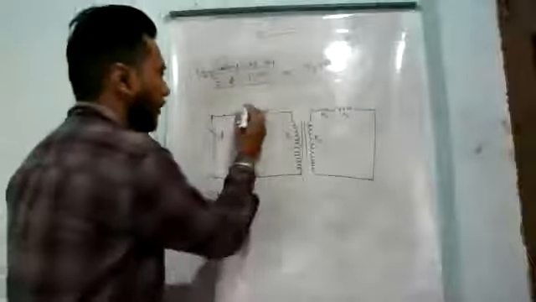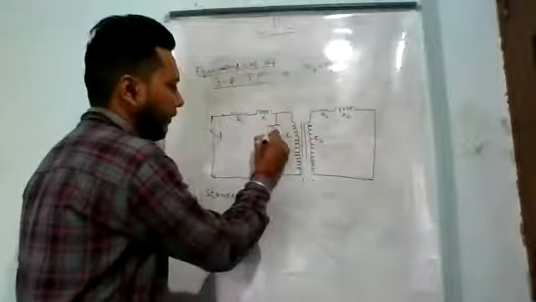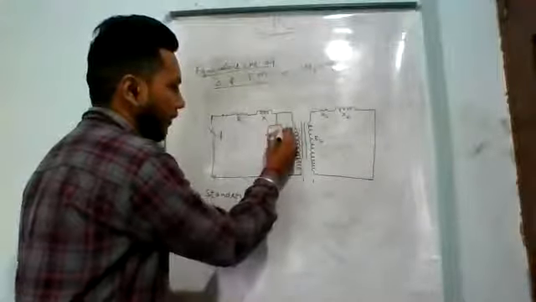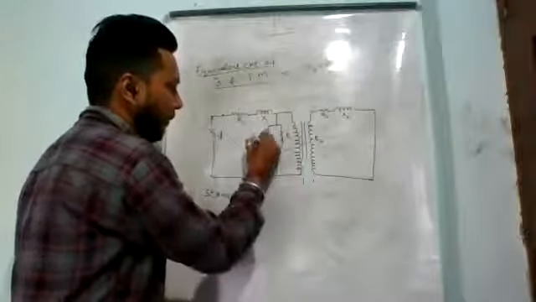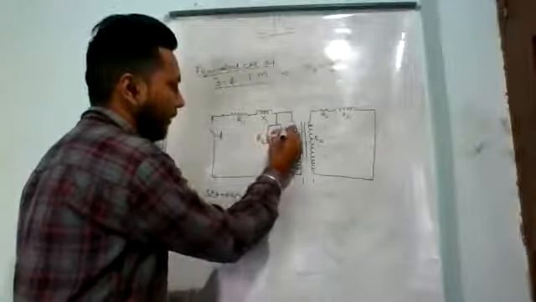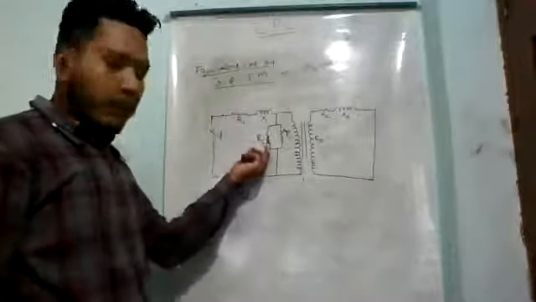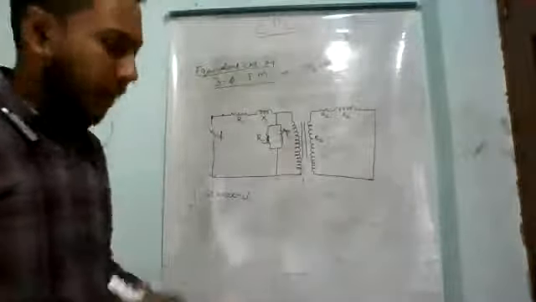Now if we consider here, this is RC and this is XM. RC is the core resistance and XM is the magnetizing reactance.